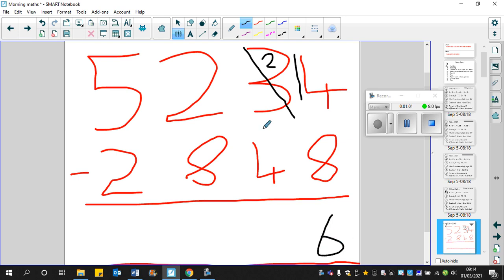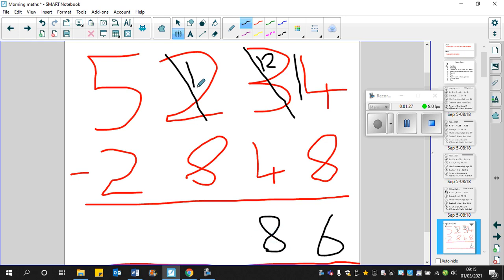Onto the tens column, we've now got 2 take away 4. Once again, we can't do that obviously, so we go to the hundreds column and we exchange one of those, so that 2 now becomes a 1, and when it goes into the tens column that becomes 12. So now the calculation is 12 take away 4, which is 8, and that goes there.